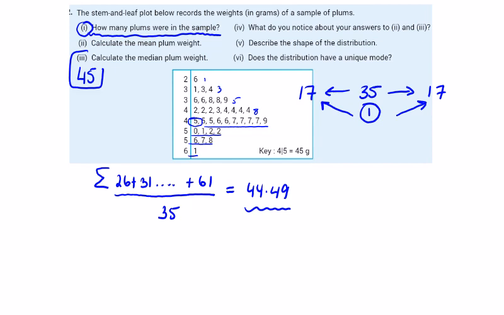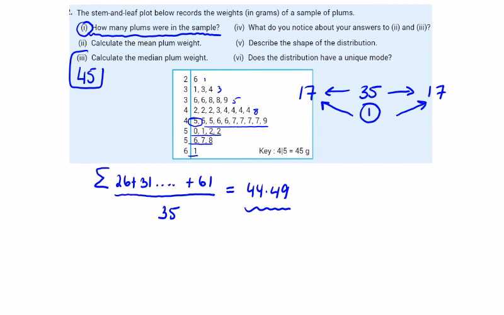Part four: what do you notice about your answers to 2 and 3? Well, we'll talk about which average to use, the mean, the median, or the mode. Central tendencies, they can also be called. In this case, you can see that the mean and the median are very, very close. And on a large set of data, they are going to be pretty close together. They could even be the same.